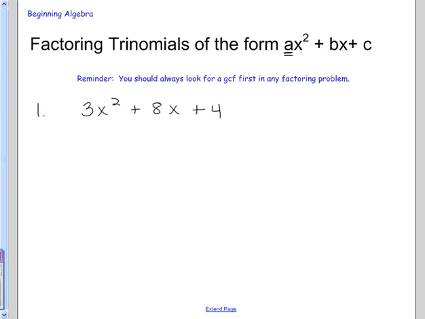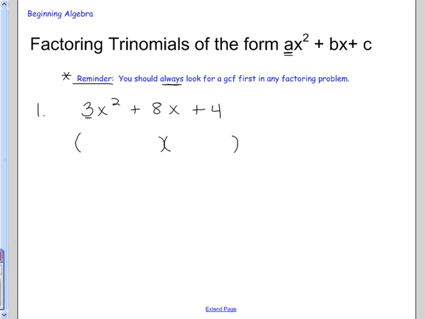And just as a reminder, always look for a greatest common factor first. There may not be one, but that's an important step you should always remember to do first. So if I look at this problem, there's no common factor. I do have a coefficient, or a number, in front of x squared. What I want to do is factor this, or break it down, into two binomials just as we did in the previous section.